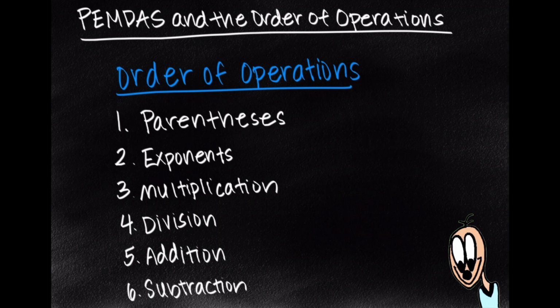So PEMDAS is just an acronym for all of these operations. We can see that the P stands for parentheses, the E for exponents, M for multiplication, D for division, A for addition, and S for subtraction. So when we join all of these letters together, we get PEMDAS.